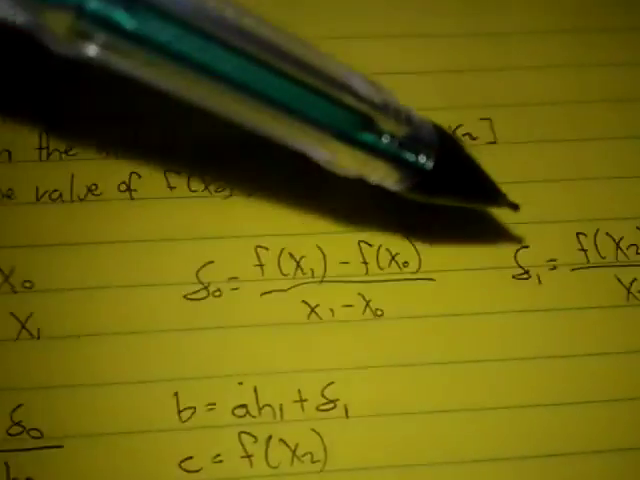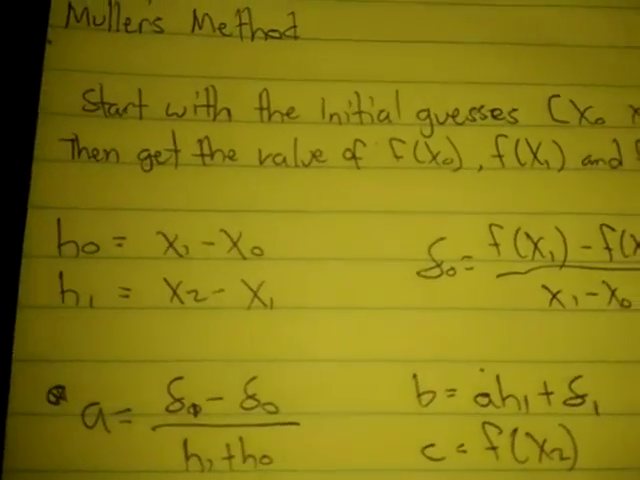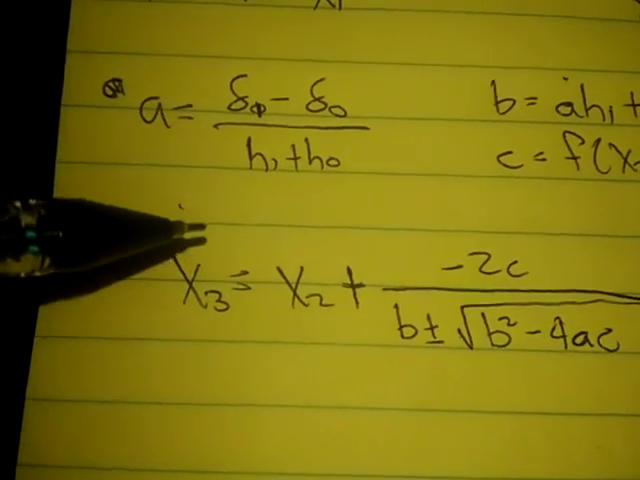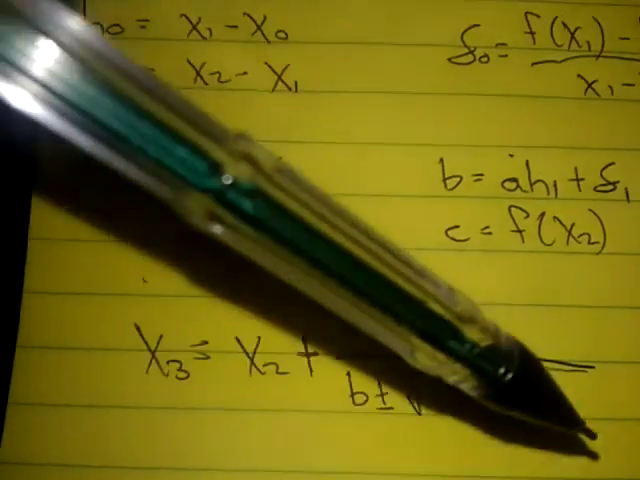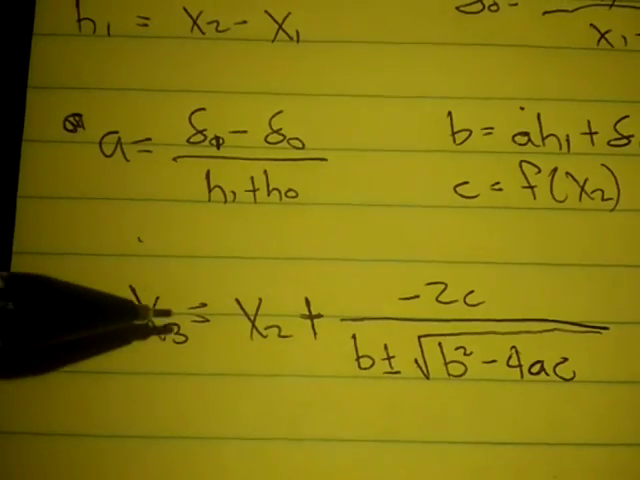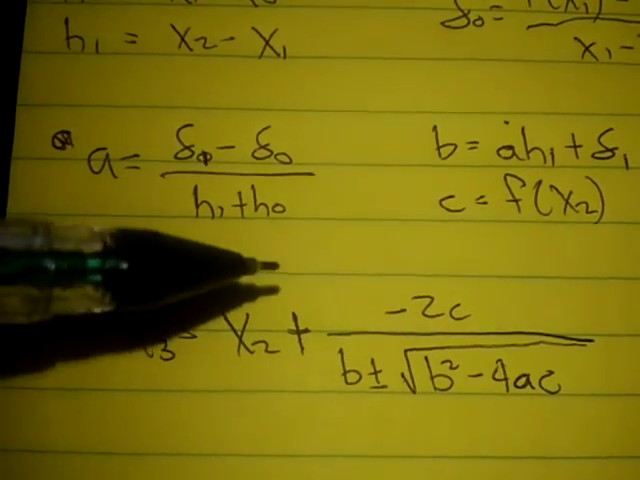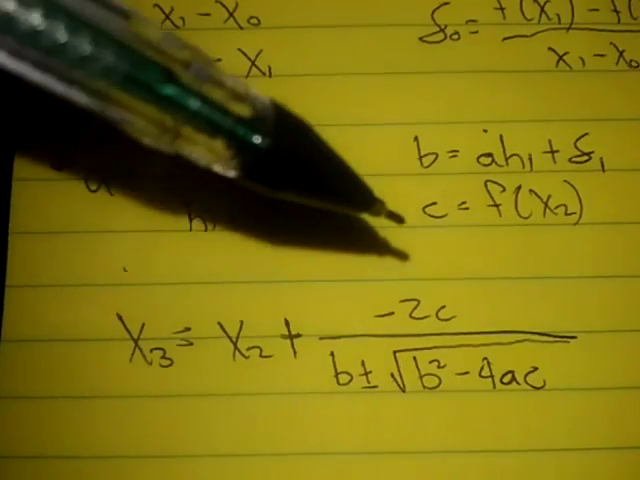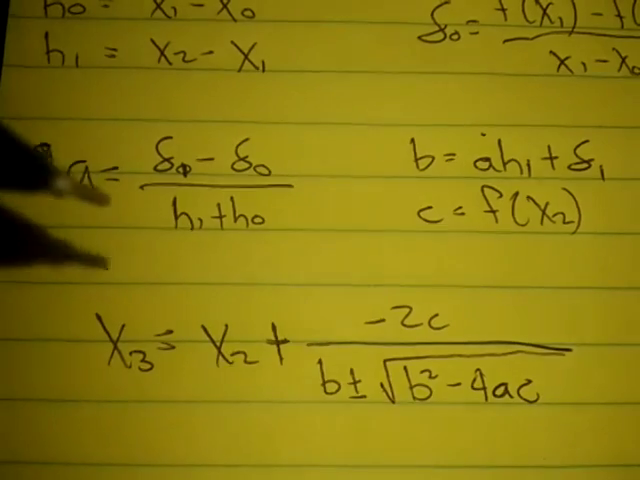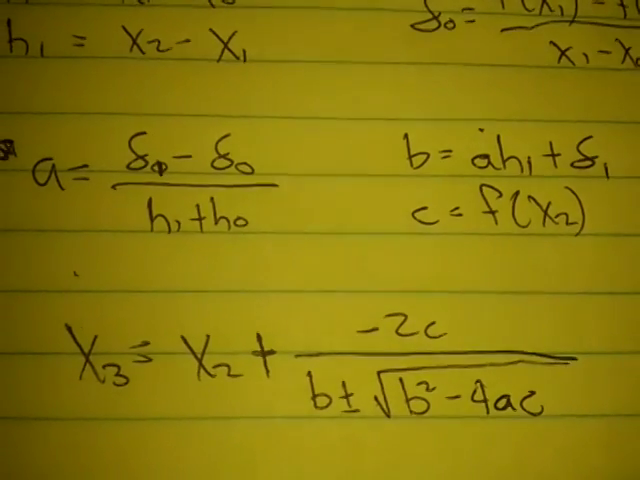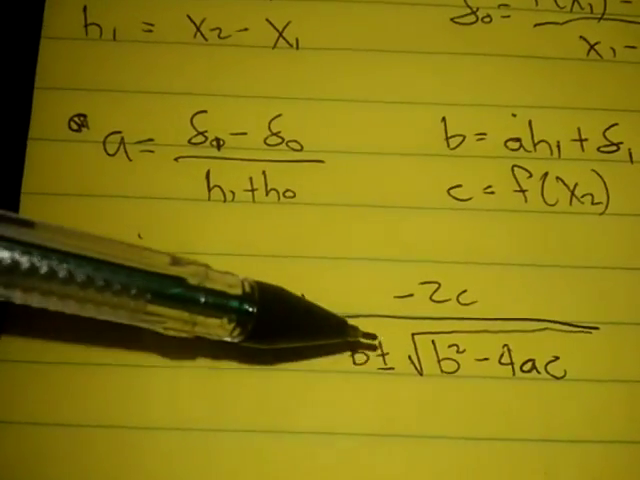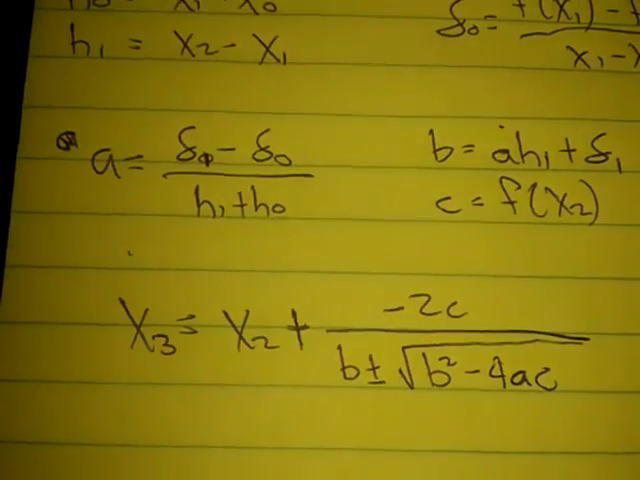After natin makuha itong lahat ng values na ito, proceed tayo sa pinakadulo, which is x3. Parang familiar kayo dito, no? Gagamit tayo ng quadratic formula. So, x3 is equals to x2 plus negative 2c over b plus minus square root of b squared minus 4ac. Pero madalas dito sa Muller's method, ang ginagamit is positive lagi.